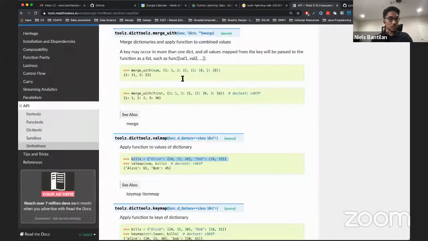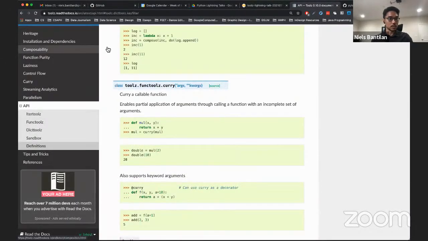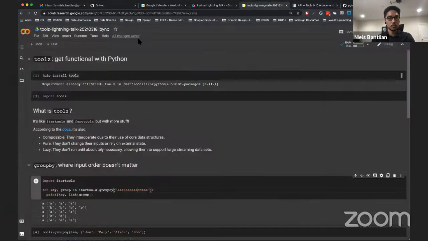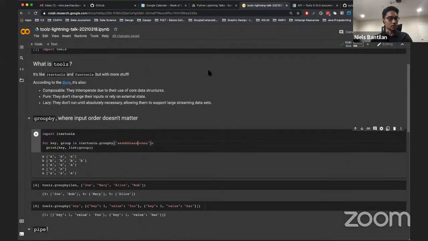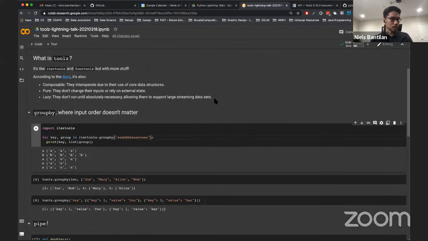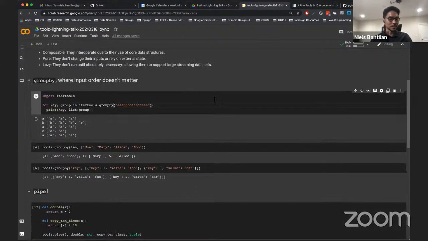The documentation, you can just Google it real quick. It's toolz.readthedocs.io. But I think I'll actually stay under the 5-minute constraint here. So I guess I'll just showcase a few of the things that I use it for most often.